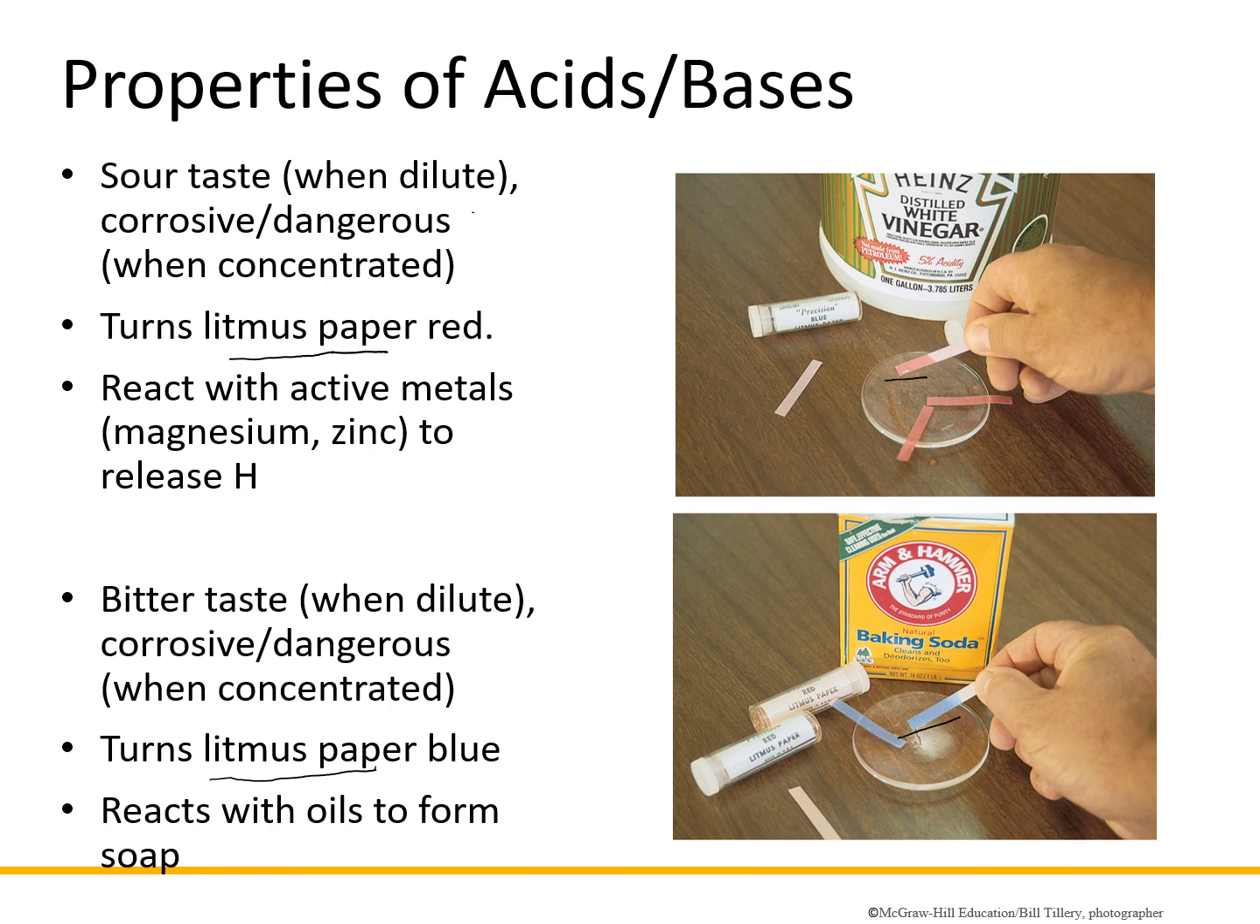And another property about bases that's worth knowing is that they react with oils to form soap. If you were ever doing laundry, for example, and you were using bleach, which is a decently strong base, and you got it on your fingers, you may have noticed that your hand would feel very slippery before it would start itching and burning. That's because the base of bleach is actually reacting with the oils on your fingers to turn it into a kind of soap. So that's also something worth knowing.